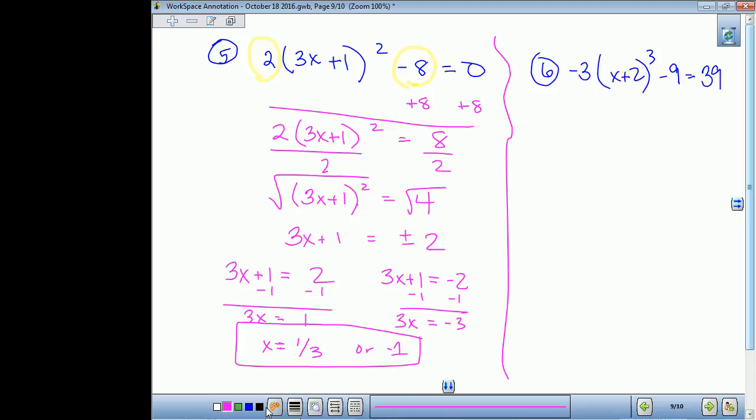Alright, so the cubic works the exact same way. Except the nice part is when we take the root, we only get 1 answer. So we don't have to split a cubic. So we're going to do this. What moves if it works the same way? What goes first? The 9. So we're going to add 9. So when I add 9 and add 9, I get 48. Then what do I do? Divide by 3. Negative 3, excuse me. So we get x plus 2 cubed equals negative 16.